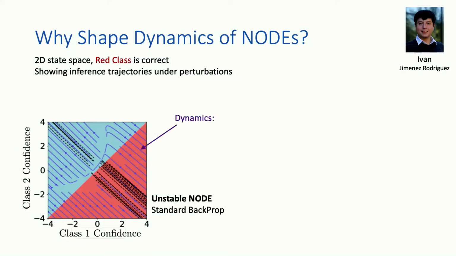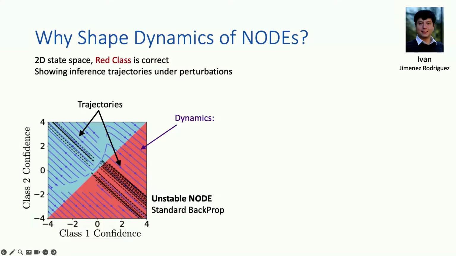And the purple lines, the quiver lines, are the dynamics of the ODE. This particular neural ODE was trained using standard backprop, the adjoint method, like in the original neural ODE paper. And then the black dotted lines are different trajectories under small perturbations of the input, which changes the initial condition, the initial point of the ODE.